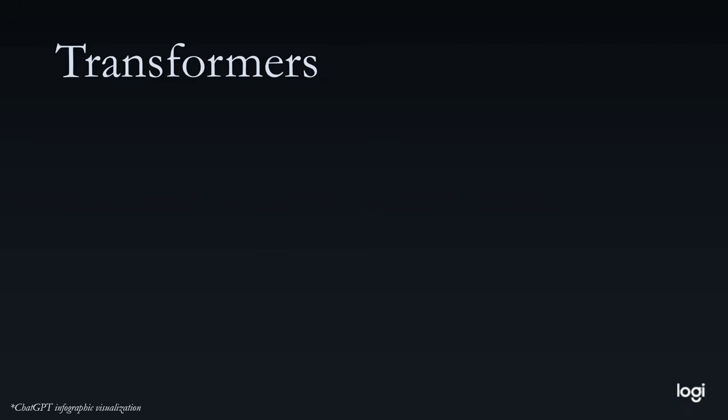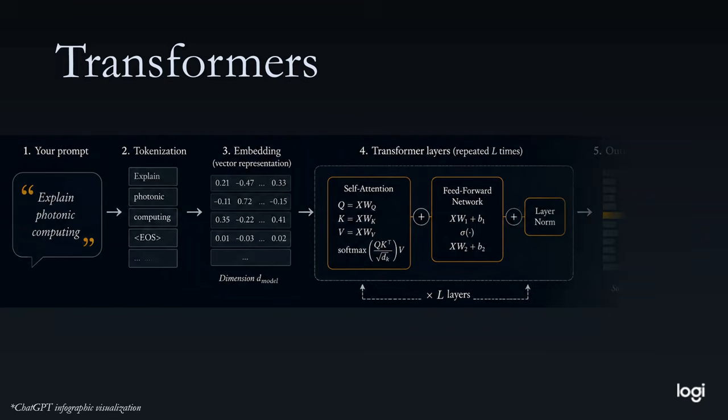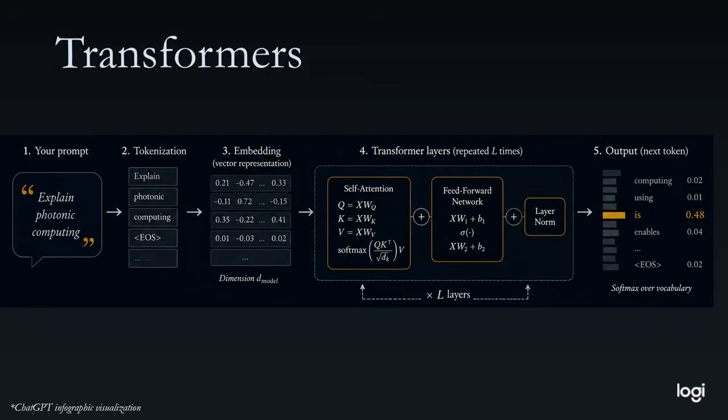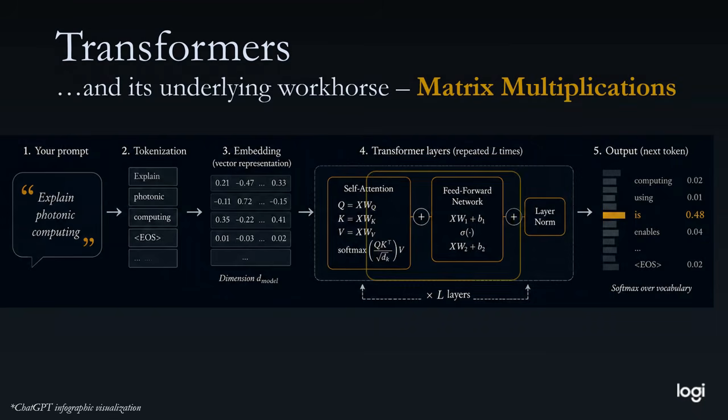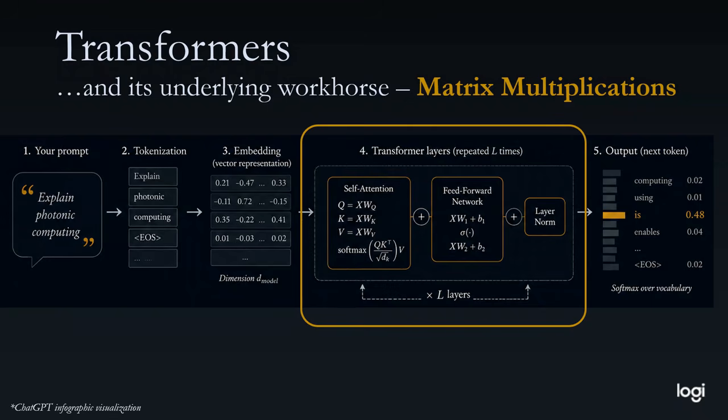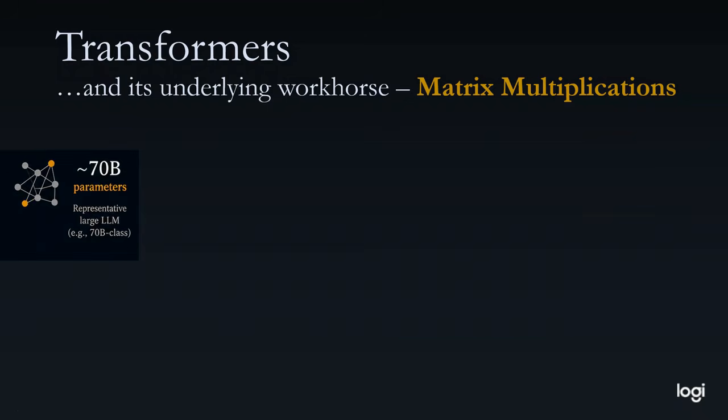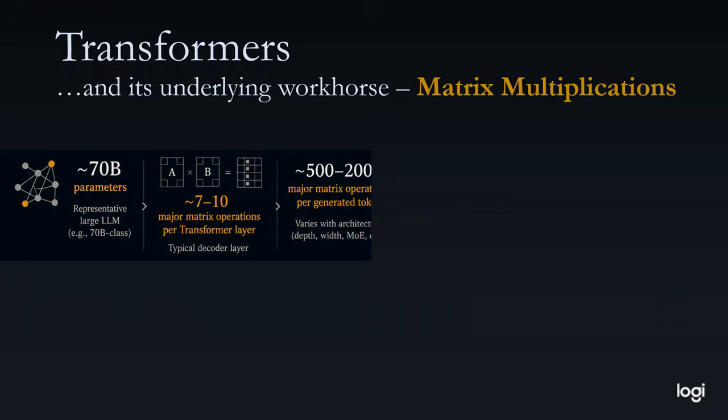So to do that, we have to look under the hood, and under the hood we have transformers. And we know how transformers operate. The important thing is the underlying workhorses are matrix multiplications. And if we look at a representative example, typically a large language model would have about 70 billion parameters, and this would amount to about 500 to 2000 major matrix multiplications per generated token.